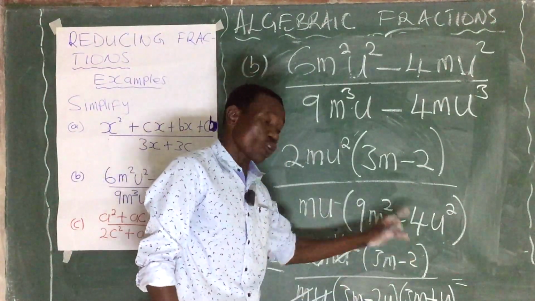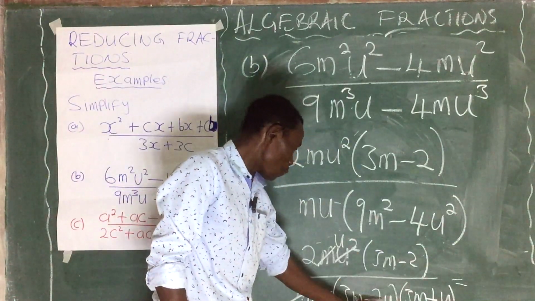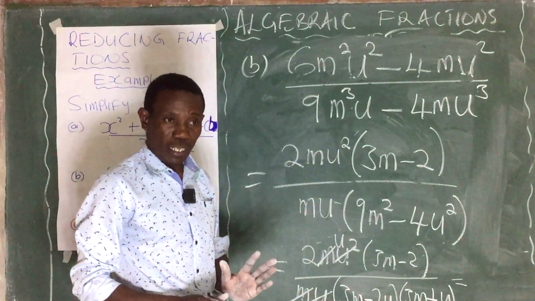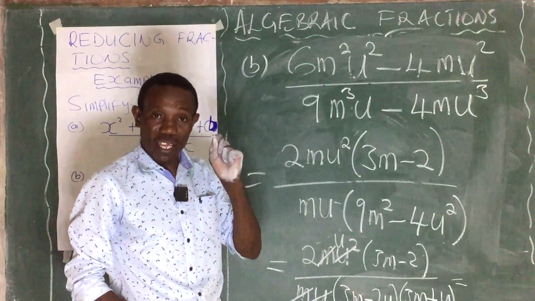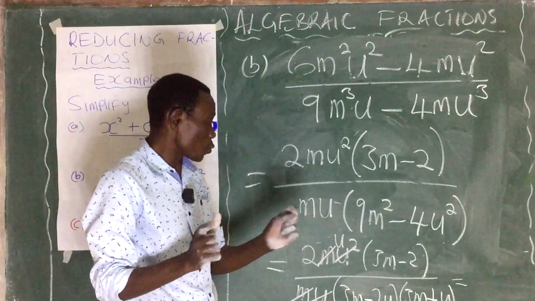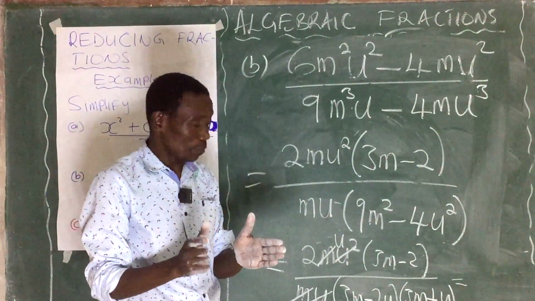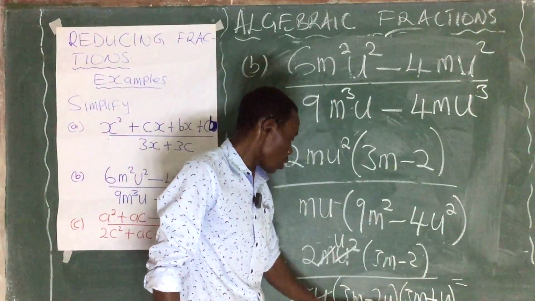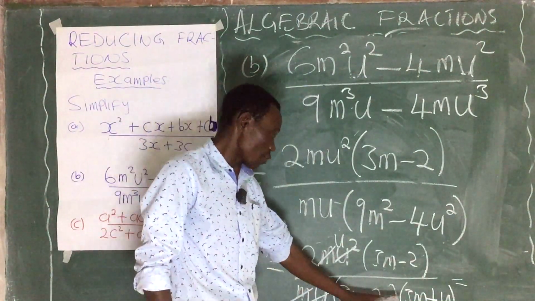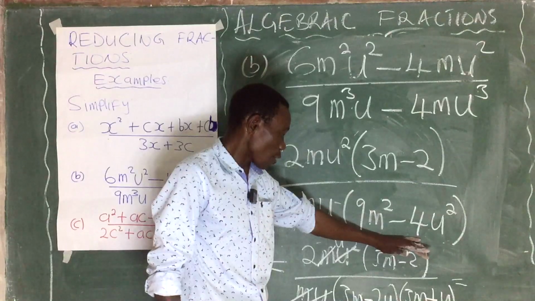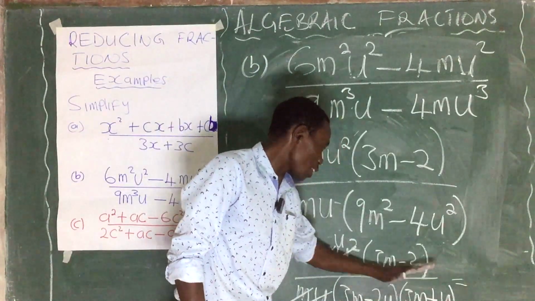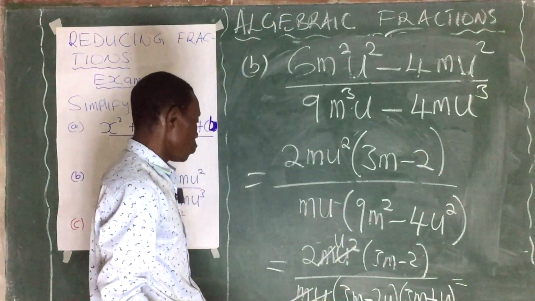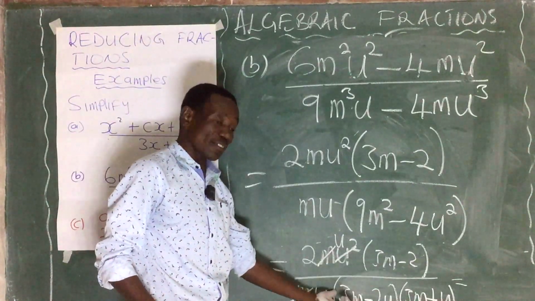And don't go for shortcuts to say 2 cancelling with a 2. We don't have that. The entire expression should be exactly the other expression. Those are the only expressions which can cancel each other. Like here we've got 3m minus 2, down here should have exactly 3m minus 2. So this and this are not alike, and this one and that one are not alike. So then what do we do? We read the solution as it is.